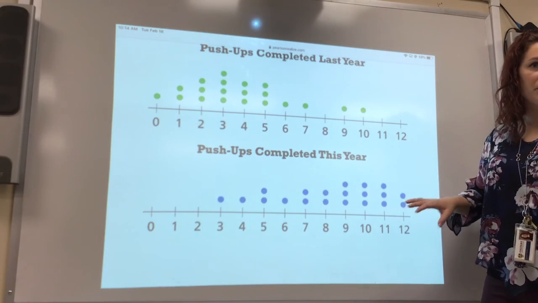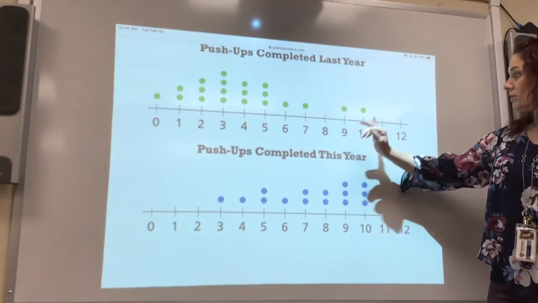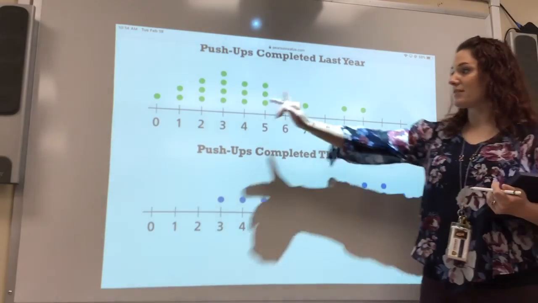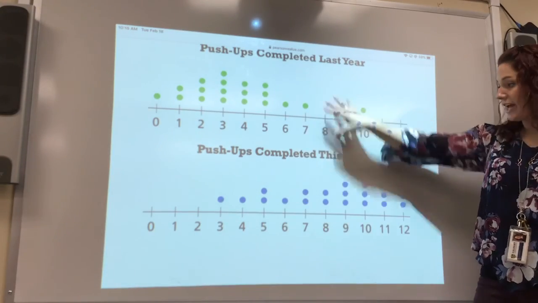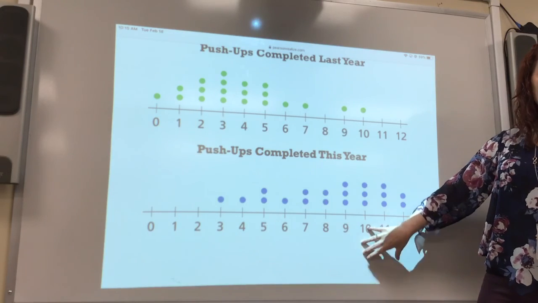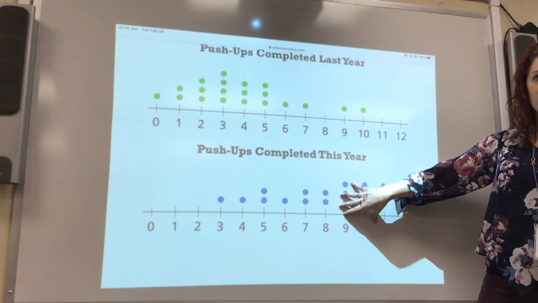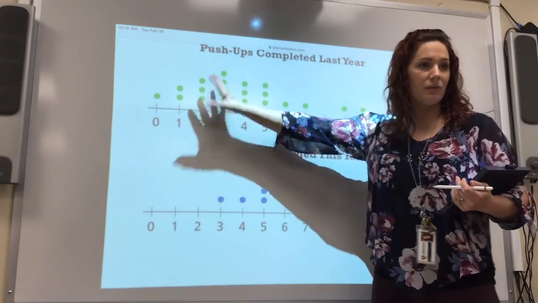So I can see what you're saying, but be careful because what is the range of last year? 10 is the max, the minimum is 0. 10 minus 0 is 10. So the range here is 10. What's the range here? 9. So the variability is actually less this year. But these ones are all grouped together, so I get what you're saying on that.